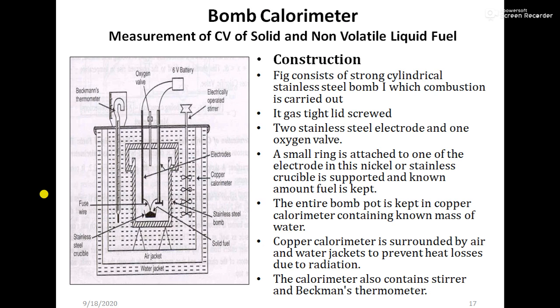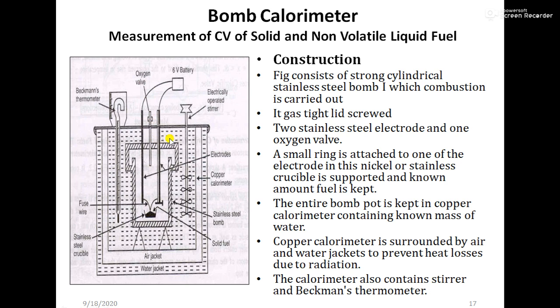So you can see here, first point is the crucible is there, then a known mass of fuel is kept, which is attached to the fuse magnesium wire, and that is attached to the electrode, and that electrode is attached to the 6-volt battery. Second point, a known mass of water is placed at the bottom of the bomb pot. Third point, oxygen is filled, that is 25 atmospheric pressure, and the lid is tight.